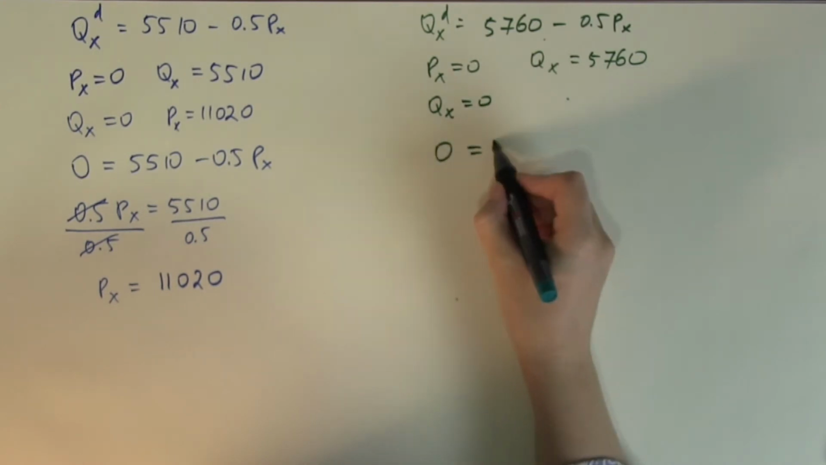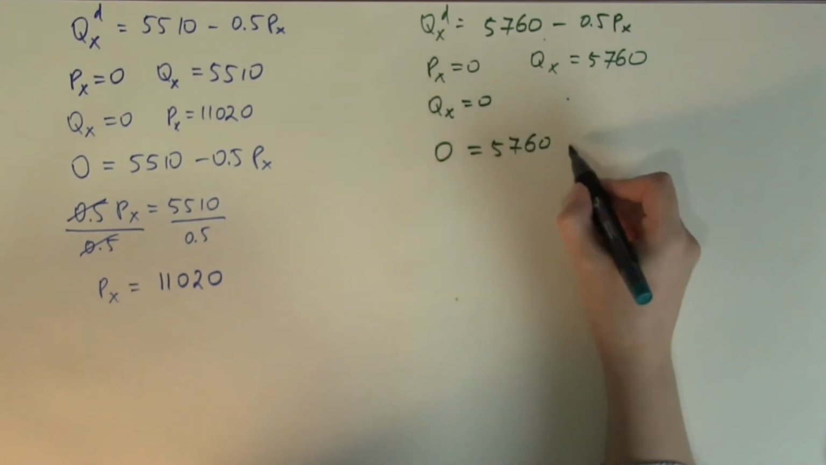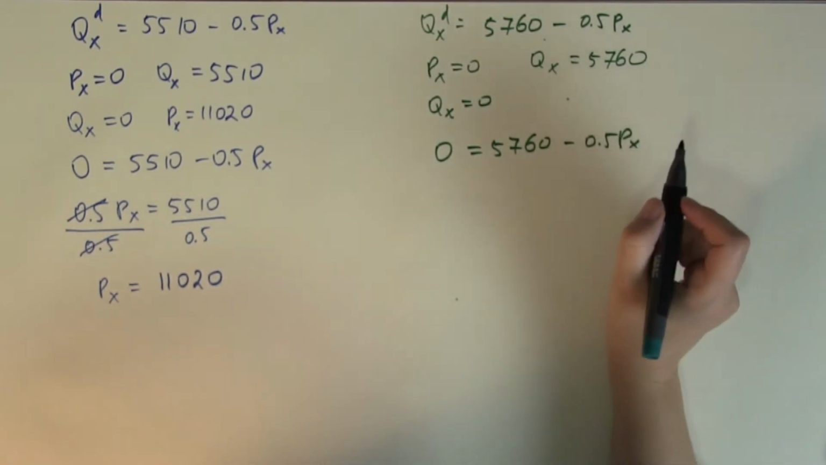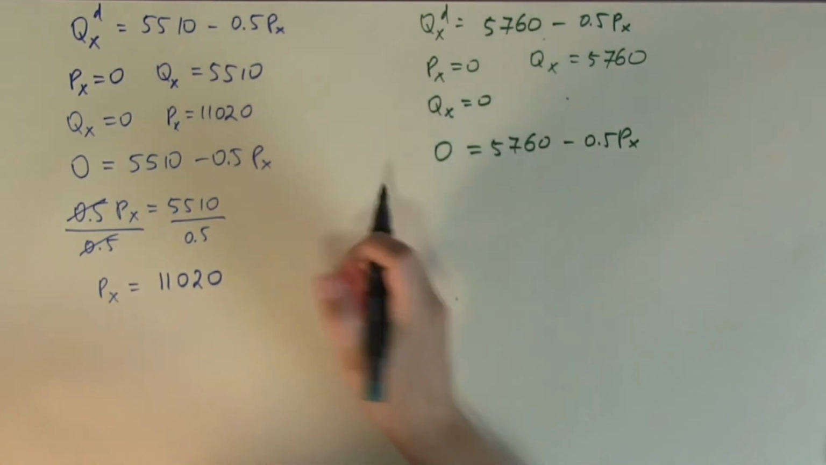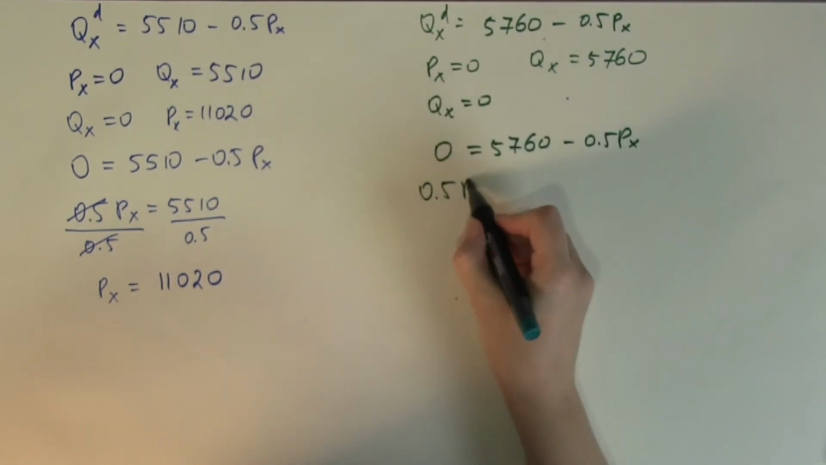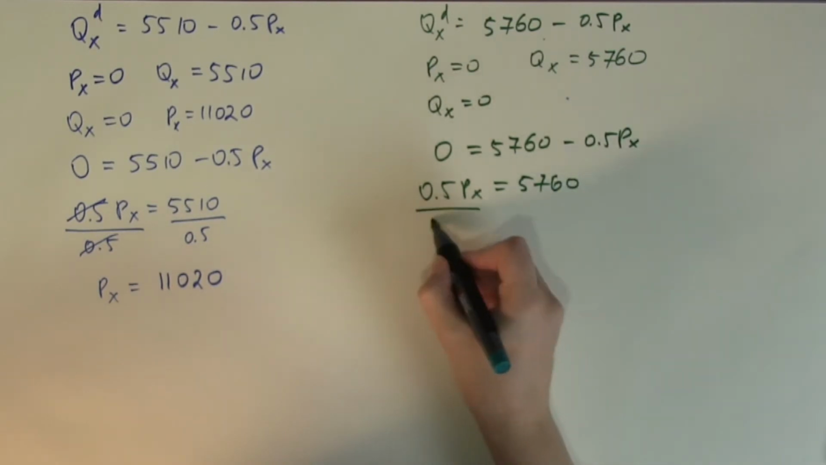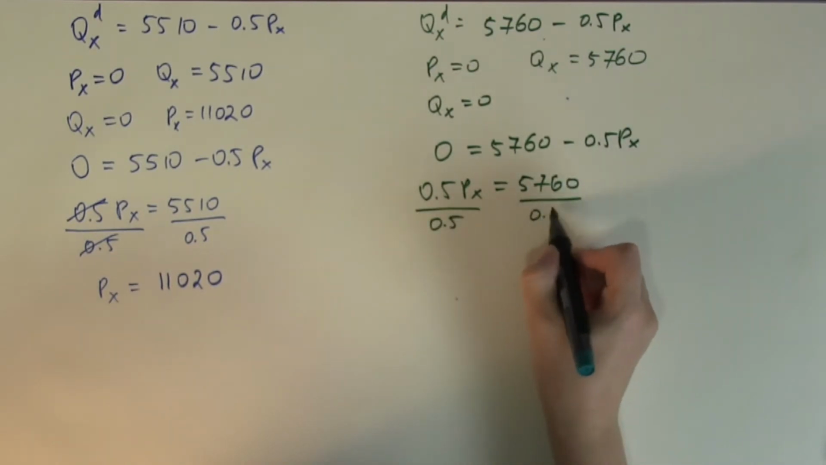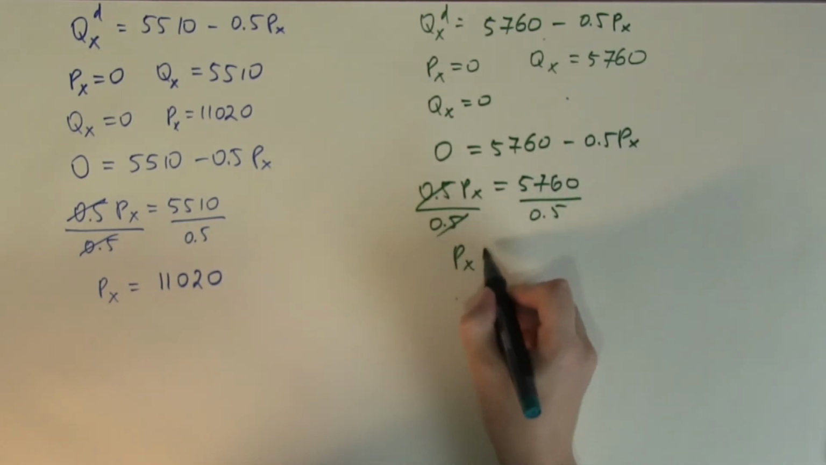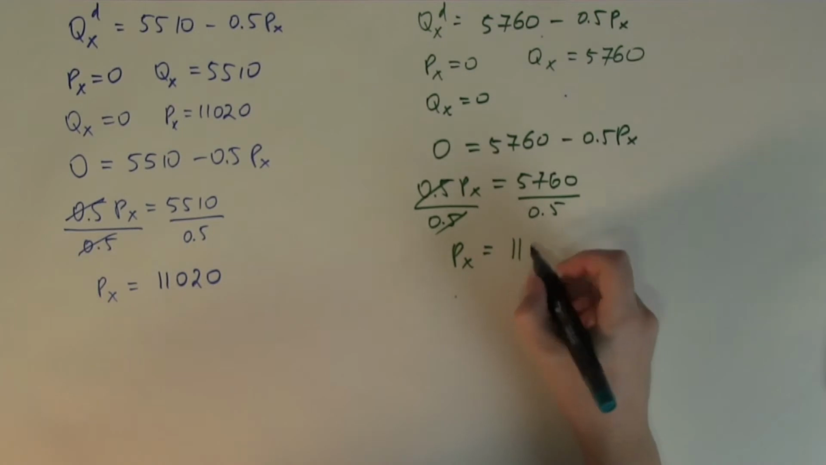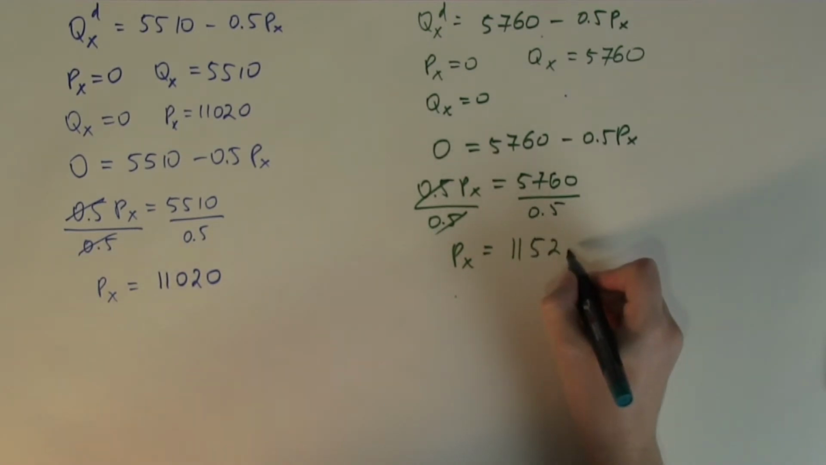So 0 equals 5760 minus 0.5 Px. Exactly the same way as before, I'm going to move the 0.5p over to this side to make it positive. And now I'm going to need to divide by that 0.5 to have Px on its own. So 5760 divided by 0.5 gives you 11520.